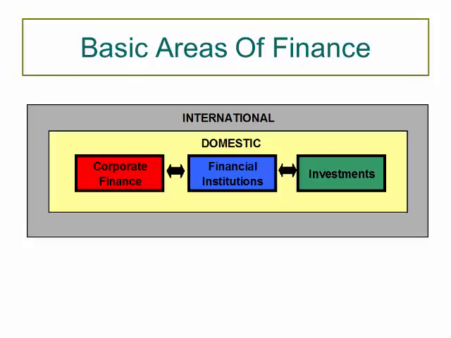So if I could draw a box and put a big D in it for domestic, I would put the first three basic areas of finance in that box. And then if I drew a bigger box around it and put an I in that box, that would be international. Now, international and domestic both have the first three. Okay, so once again, I just wanted to help you understand where everything fits as far as finance is concerned.